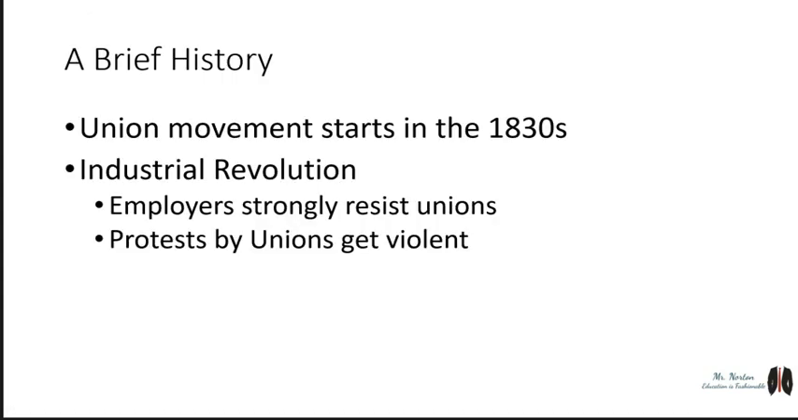Okay, so a brief history. Union movements do start in the 1830s. It's during the Industrial Revolution, as I just kind of hinted at. And of course, employers strongly resist unions, and that's mainly because, as I talked about earlier, the things that unions want cost the employers money. And what's your goal as an employer? It's to make as much money as possible. And protests by unions do get violent. We're not going to kid ourselves. I even remember reading through your textbook, people were throwing bombs into crowds and stuff. I've never seen anything like that in modern times as far as a strike goes.